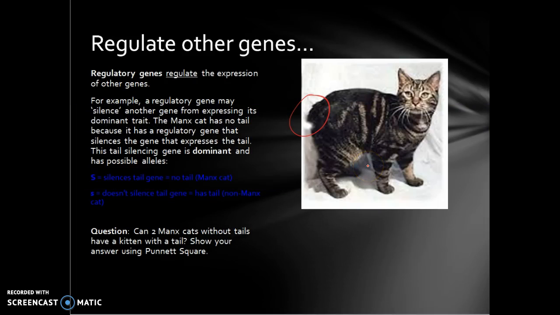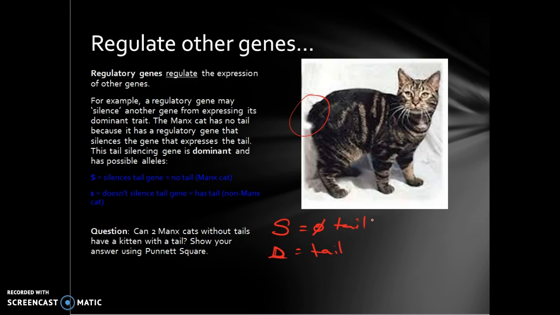And in this case, the dominant version means no tail. So the big S is no tail. And the recessive version, which most cats have, is tail. Because remember, just because something's dominant doesn't mean that it's the most common, right? In this case, the recessive gene is actually the most common. Most cats have tails, but if they get this dominant gene, it's going to make them have no tail. And so that is a regulatory gene.